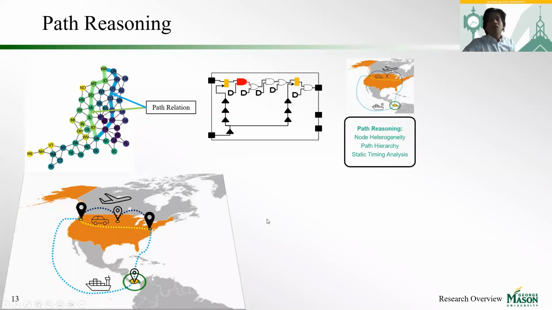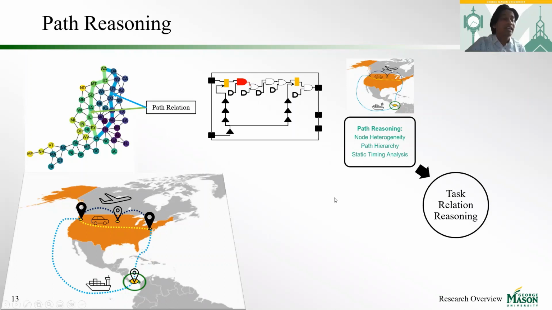So based on all of these considerations, we work on this research, that is, we take those node heterogeneity, like think about all of these nodes as states, right? Node heterogeneity, then the path hierarchy, like they have some path hierarchy. Based on that, we designed a model and we implemented that model for static timing analysis. And that is one of our works for task relation reasoning. And the model we designed here is called RAPTA.